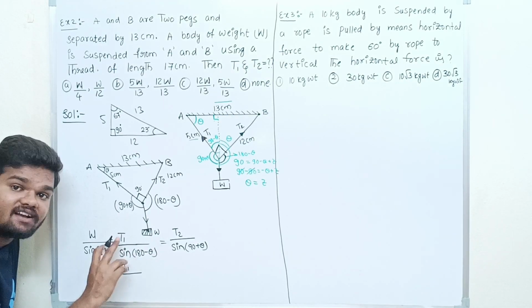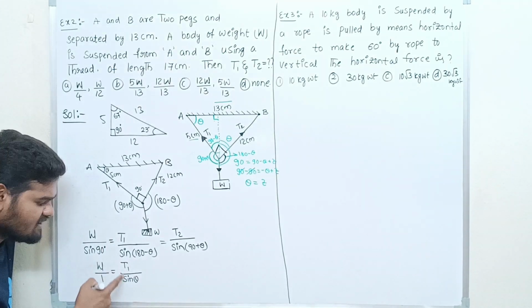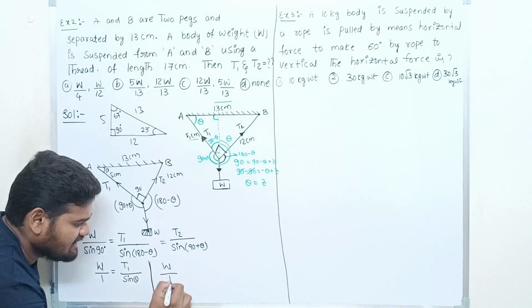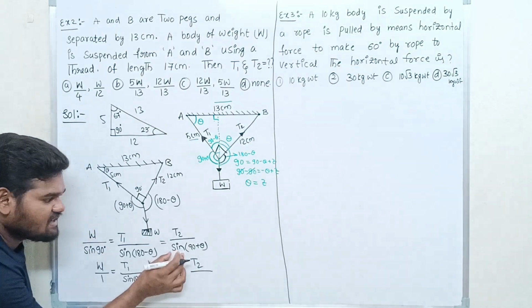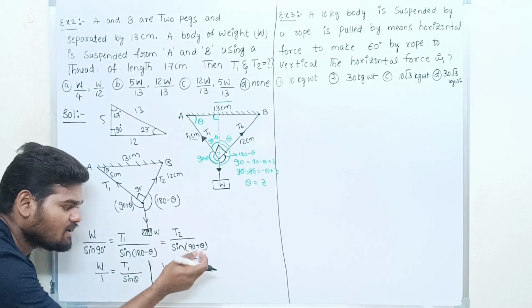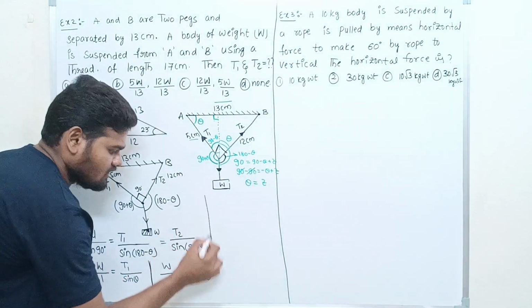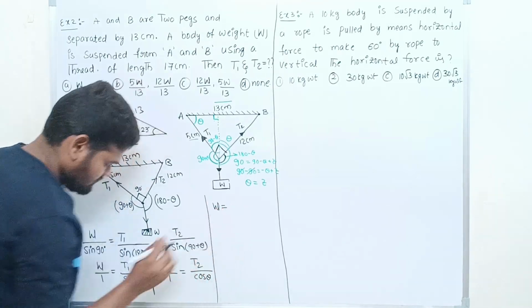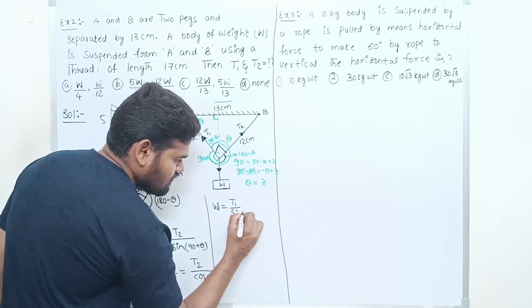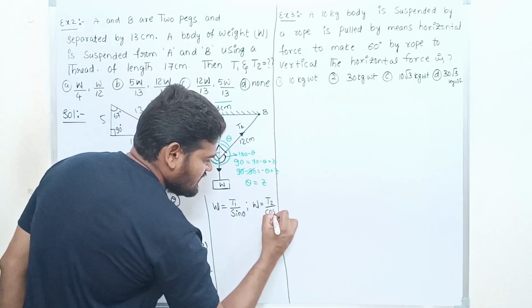Sine 180 minus theta, second quadrant, is sine theta. So we got T1 by sine theta. Again I am equating these two equations: W by 1 equals T2 divided by sine 90 plus theta. Sine 90 plus theta, second quadrant, sine is positive, so sine 90 plus theta is cos theta. So what we got? W equals T1 by sine theta, and W equals T2 divided by cos theta.